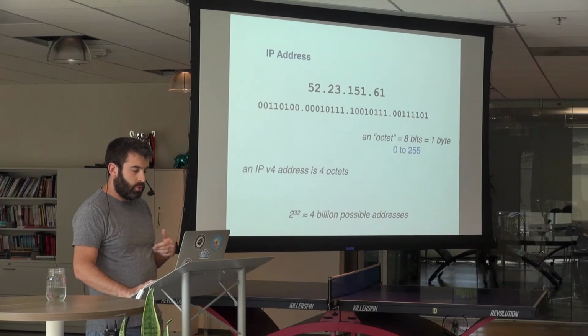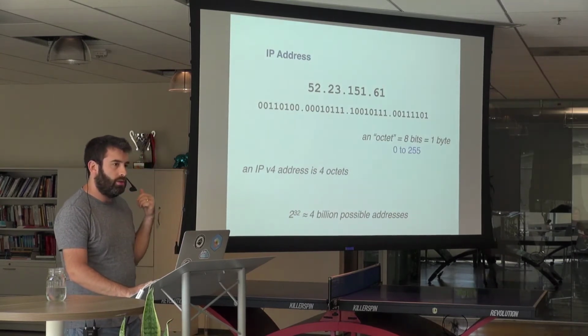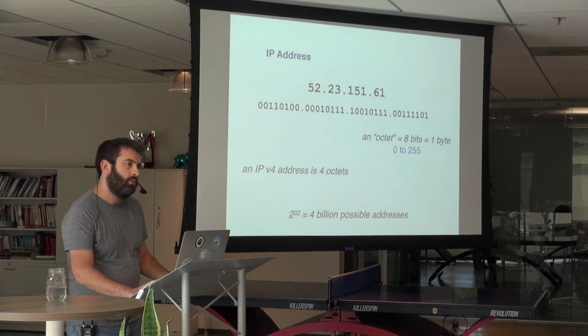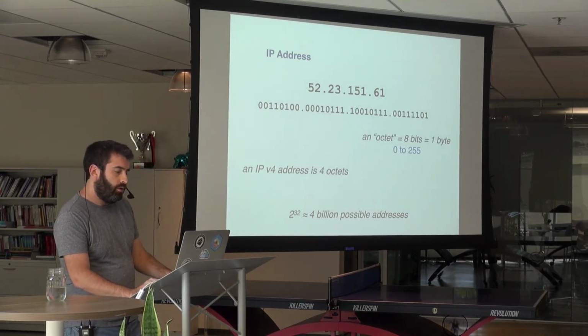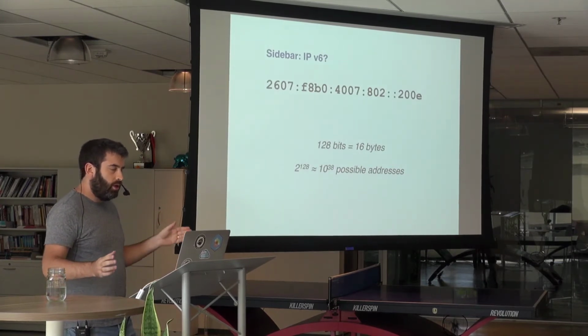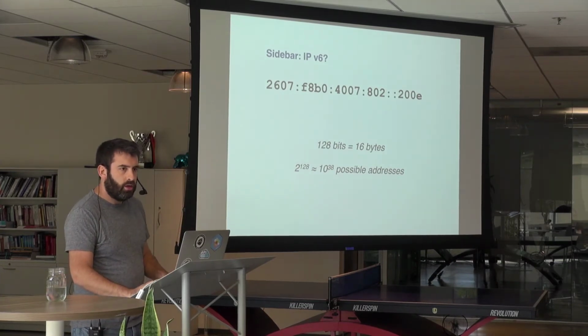So these IP addresses, what are they? You've probably seen them before. They're 4 bytes long. They're usually written in dotted decimal notation. There's about 4 billion possible ones in IP version 4. There's this other thing called IP version 6 that has a much larger address range. It's the future, but we're not there yet, and I'm not going to talk about it really at all today.